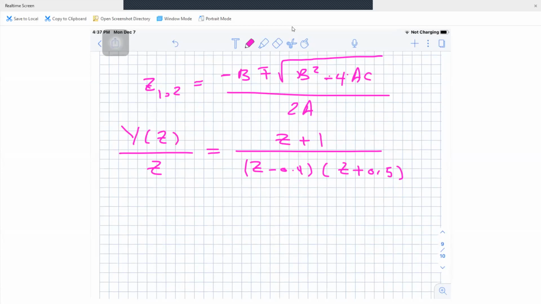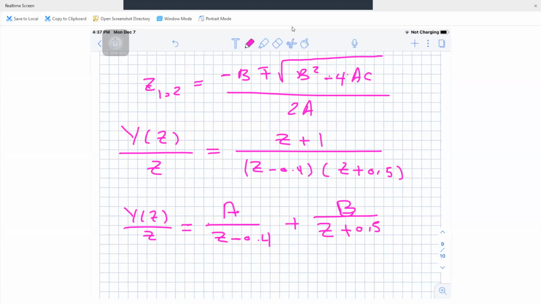Okay, now it will be Y(z)/z = A/(z - 0.4) + B/(z + 0.5). Again, we may solve for A and B. A will be (z - 0.4) multiplied by Y(z)/z when z equals 0.4.